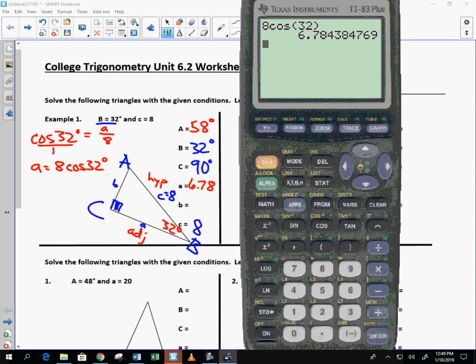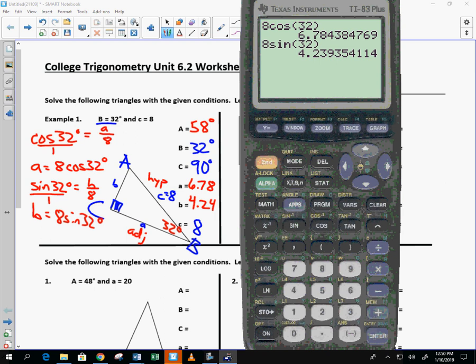Uh-oh. I now need to find side B. Is side B the opposite, adjacent, or hypotenuse? Opposite. So I could use opposite and hypotenuse. So what would I use for that? Sine. Sine of 32 degrees is equal to B divided by 8. Cross multiply. B is 8 sine of 32 degrees. I get 4.24. I didn't have to use sine or cosine or tangent in order to figure that out. What could I have done instead? The Pythagorean Theorem.